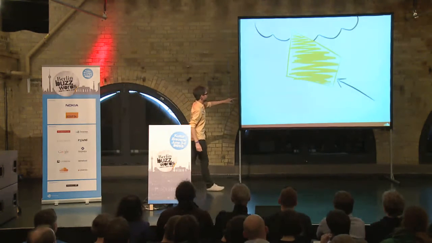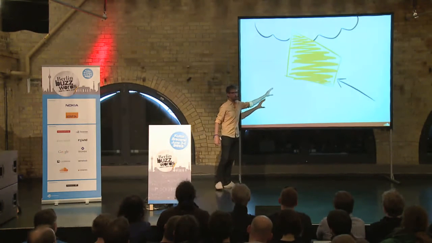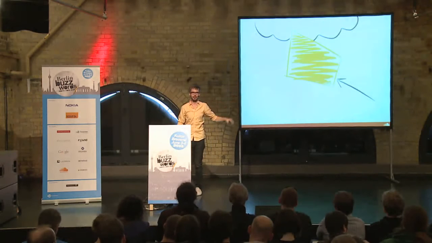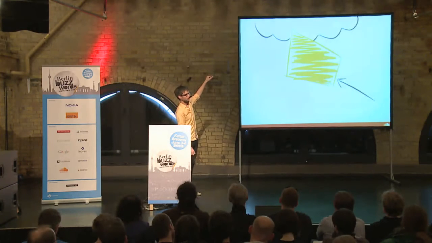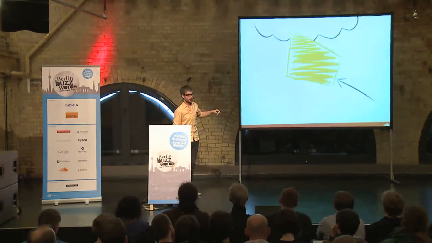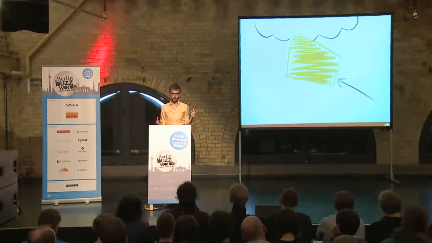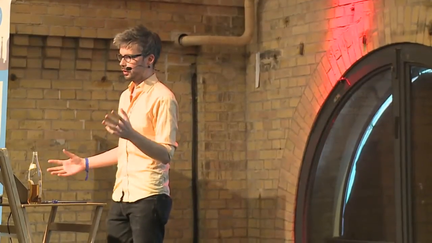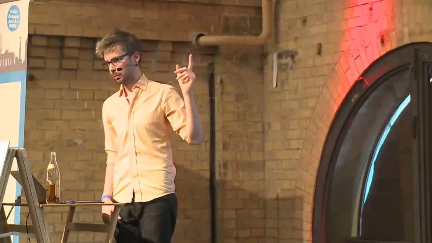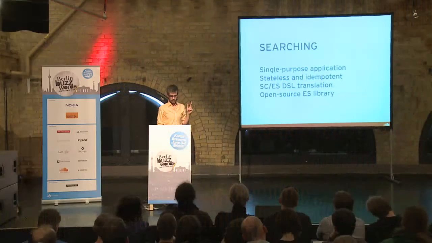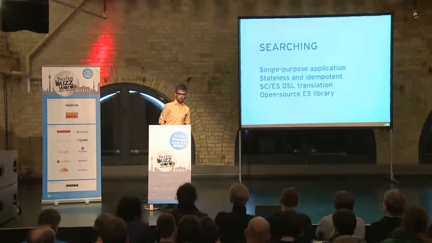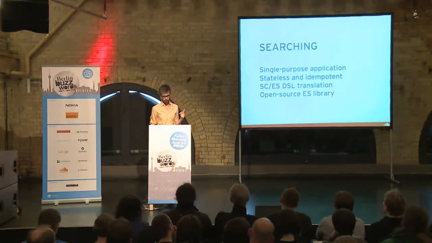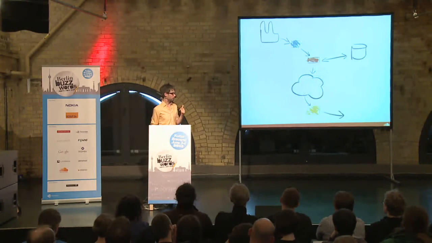You can imagine that this is basically just a query grammar translator, like a DSL translator. It's going from the Elasticsearch domain up here, so like record, field, this sort of thing. And on the other side is the SoundCloud grammar, so like created in the last month, BPM, whatever. It's very simple, very declarative. Again, single-purpose application, stateless and idempotent. It just does this DSL translation, and it's built around an Elasticsearch library, which we wrote for this purpose, and which is open source.